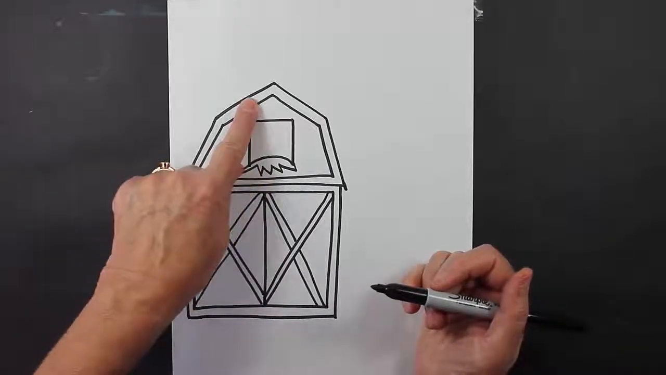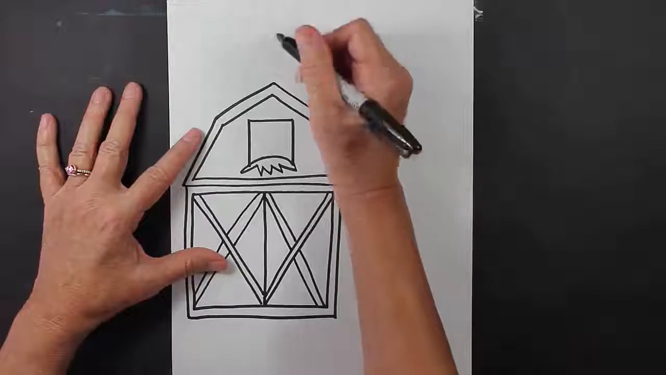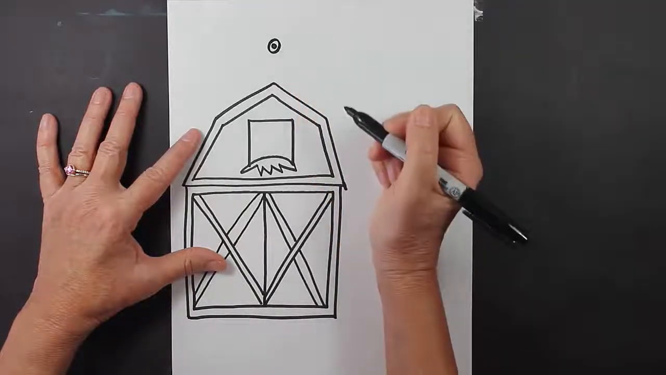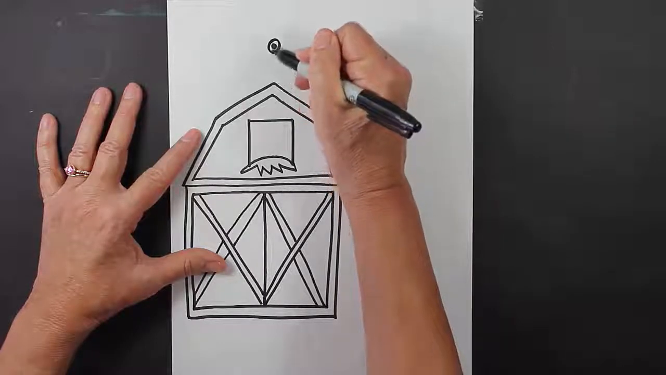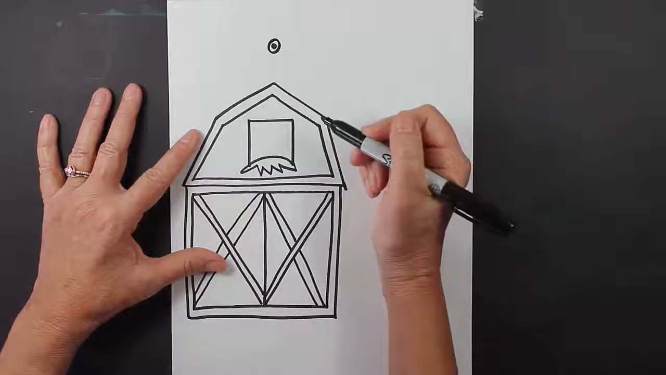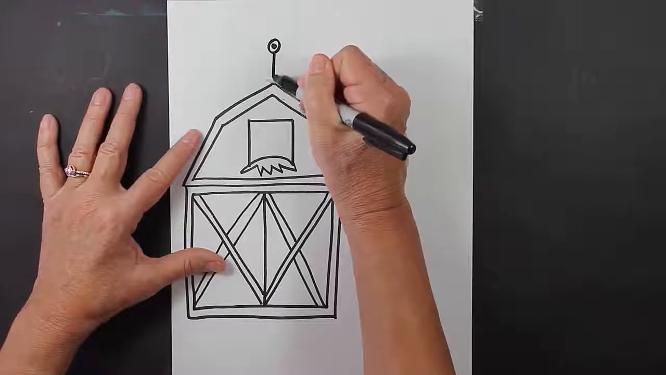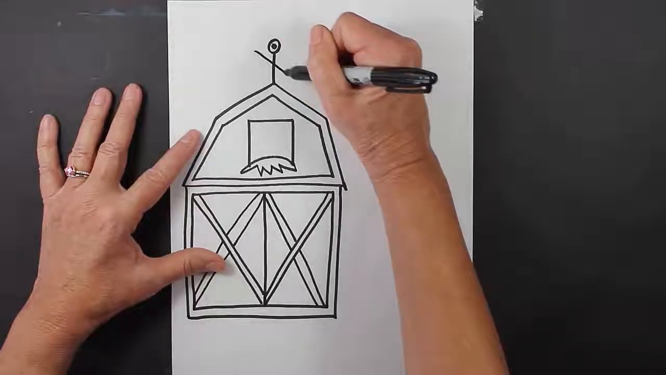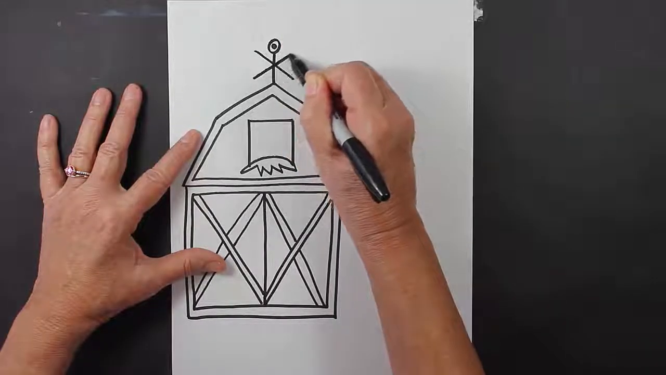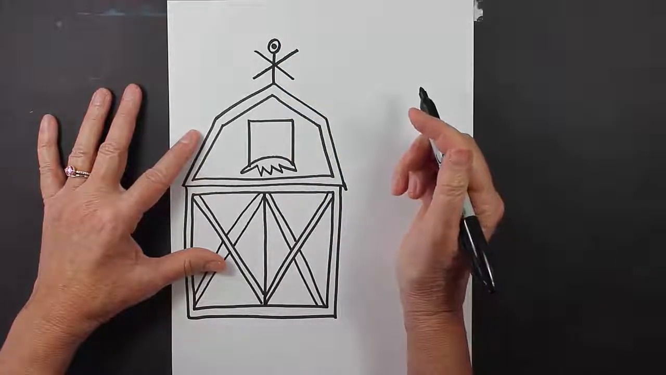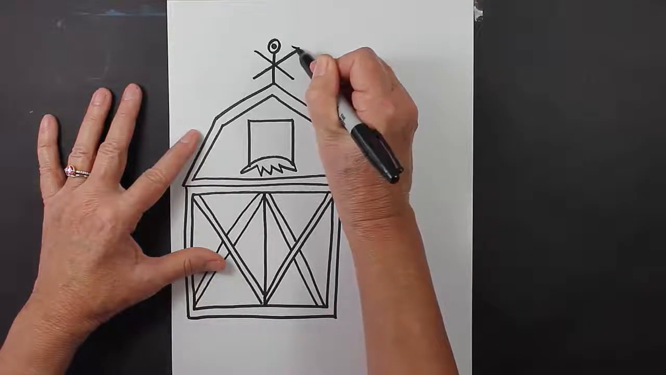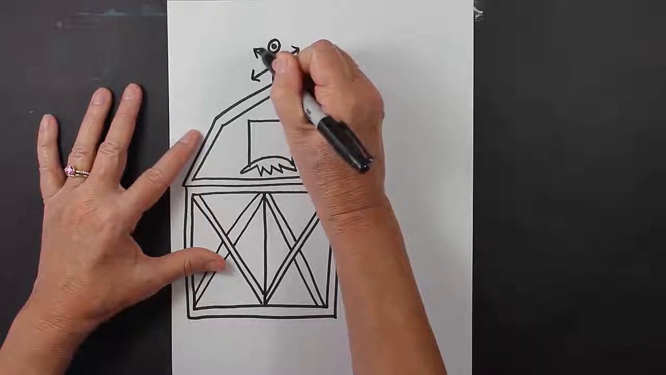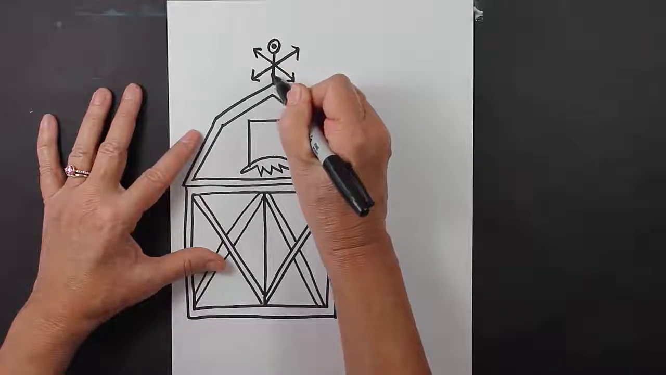All right, let's move to the top of our barn and let's put a little weather vane so it can help us determine what the weather is going to be. So we have a circle coming straight up. We have a circle with a dot inside. And then we're going to come down with a straight line. And then we're going to make two lines, one coming this way and one coming this way, and they're going to meet right in the middle. We're going to put some V's on the end of each one of those lines, and maybe even a circle down here.